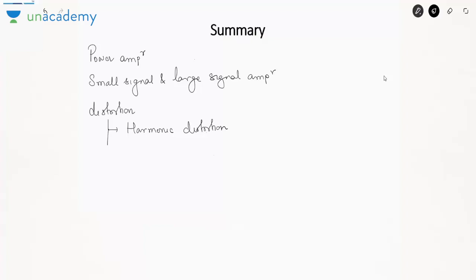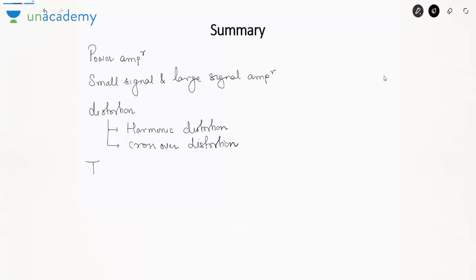Then the second one was, which one? Crossover distortion. These were very important. Harmonic distortion was due to the non-linear nature of the device or the circuit. Crossover was due to a dead zone due to the minimum voltage requirement for turning on.